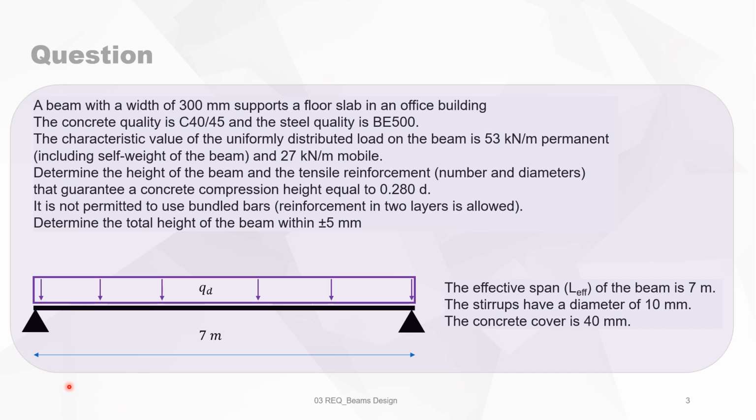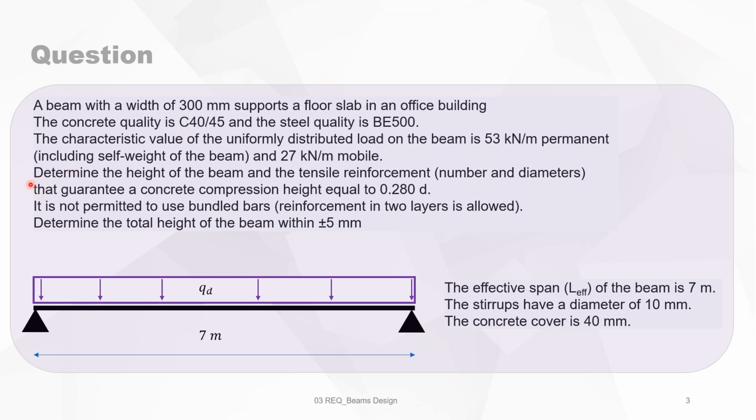A beam with a width of 300 millimeters supports a floor slab in an office building. The concrete quality is C40/45 and the steel quality B500. The characteristic value of the uniformly distributed load on the beam is 53 kilonewton per meter as a permanent load, including the self-weight of the beam, and 27 kilonewton per meter mobile. Take care, these are given as characteristic values.